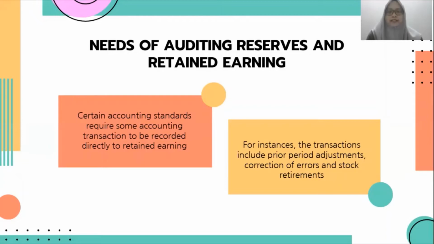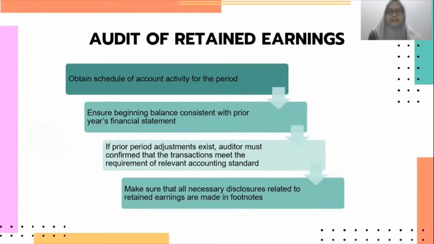For instance, the transaction includes prior period adjustment, correction of error, and stock retirement. Other normal transactions in the retained earnings account are dividend paid and current year profit or loss. There are several procedures involved in auditing retained earnings.